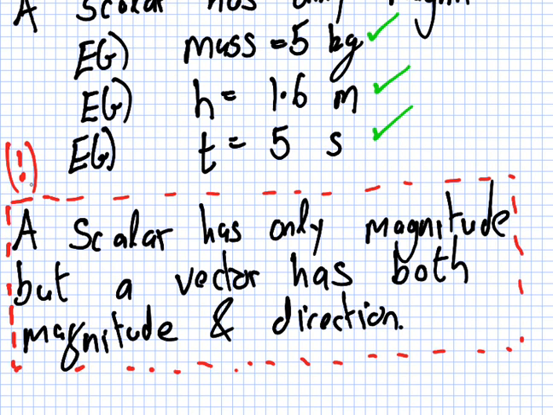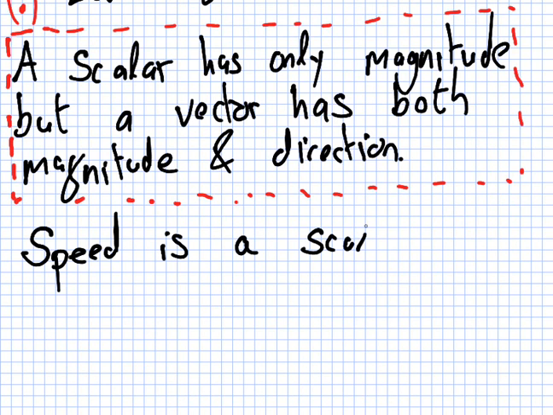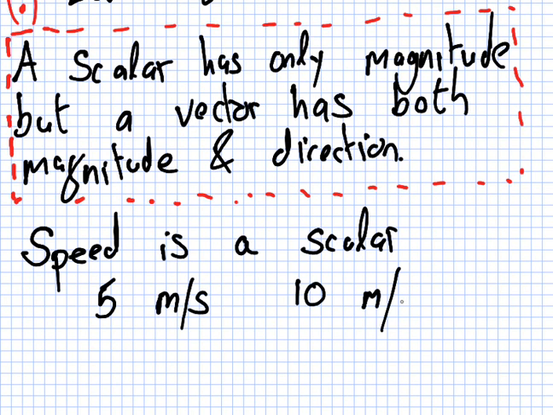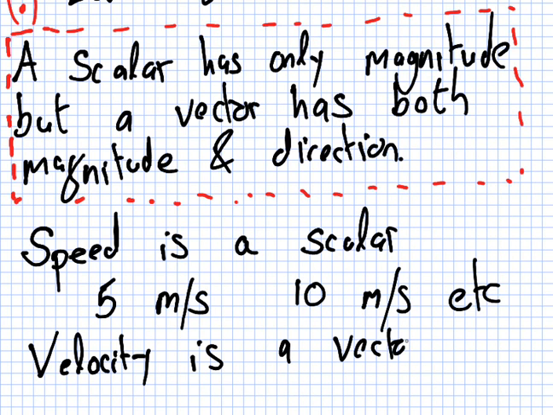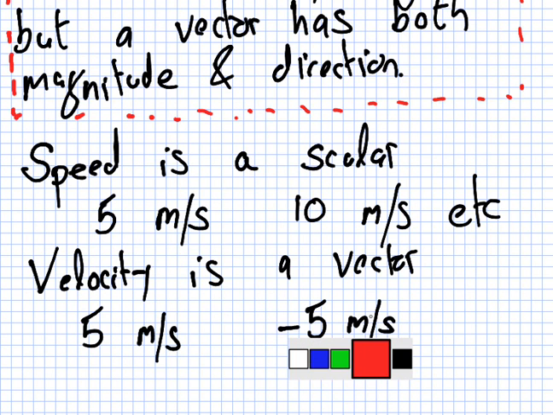So now we're going to talk a bit more about vectors. Well, actually, just before we do that, I want to give you a famous example of a difference between a vector and a scalar. Speed is a scalar. So speeds are like 5 meters per second, 10 meters per second, etc. But be careful, this word here, velocity, that actually is a vector. So for example, you could have 5 meters per second, you could have minus 5 meters per second. That means 5 meters per second backwards.